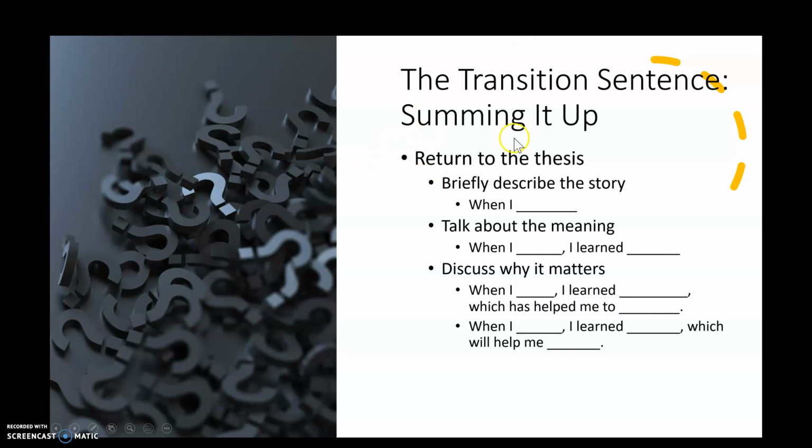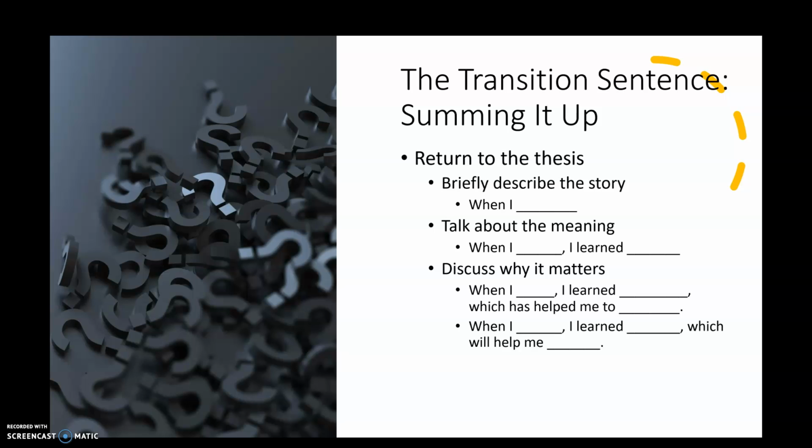In the transition sentence, you're going to sum it up. You'll want to return to the thesis, so you can briefly describe the story, "When I," then talk about the meaning, like we did with the topic sentence. "When I blank, I learned blank." And then discuss why it matters.